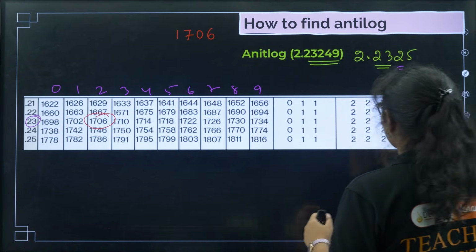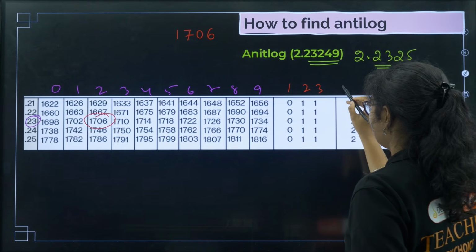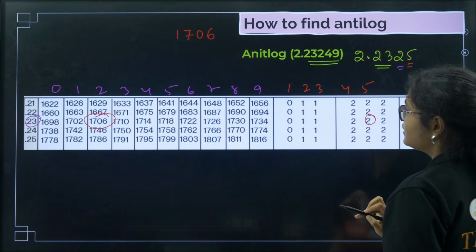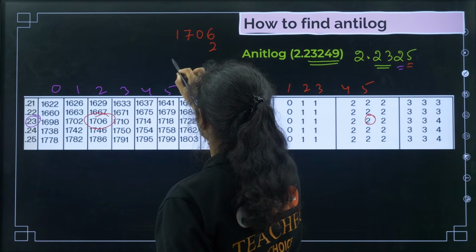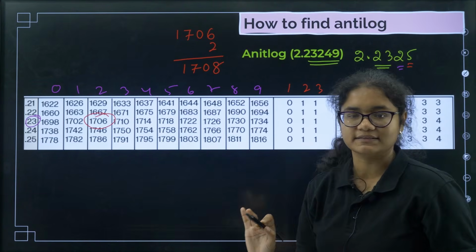1706. Next what do I have? 5. So 5 I have to see from the mean difference. So 1, 2, 3, 4 and 5. So that is present here, right? So this value is 2. So how much will I get? 1708, I got 1708.